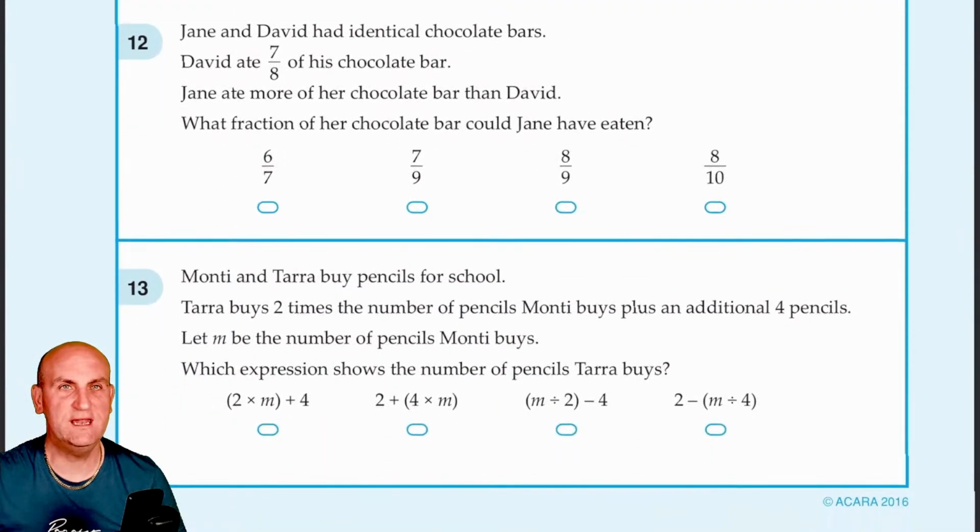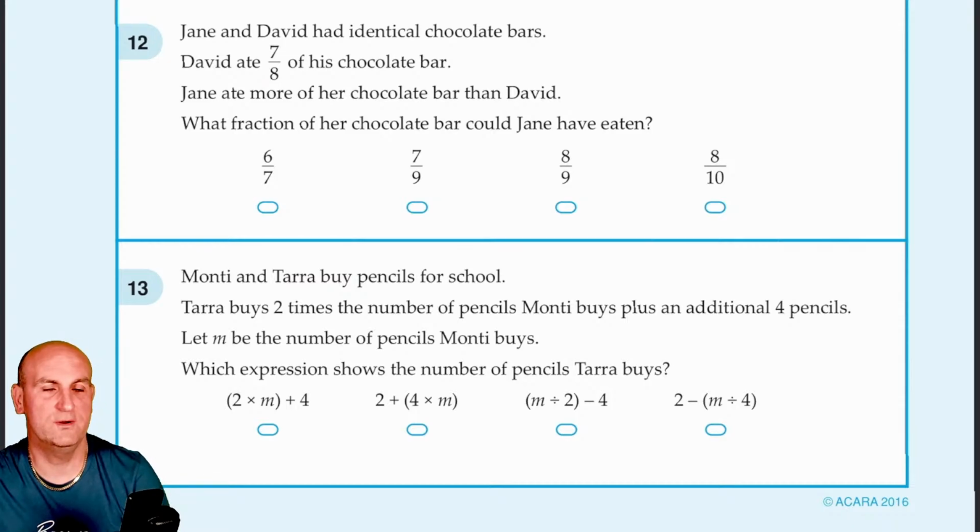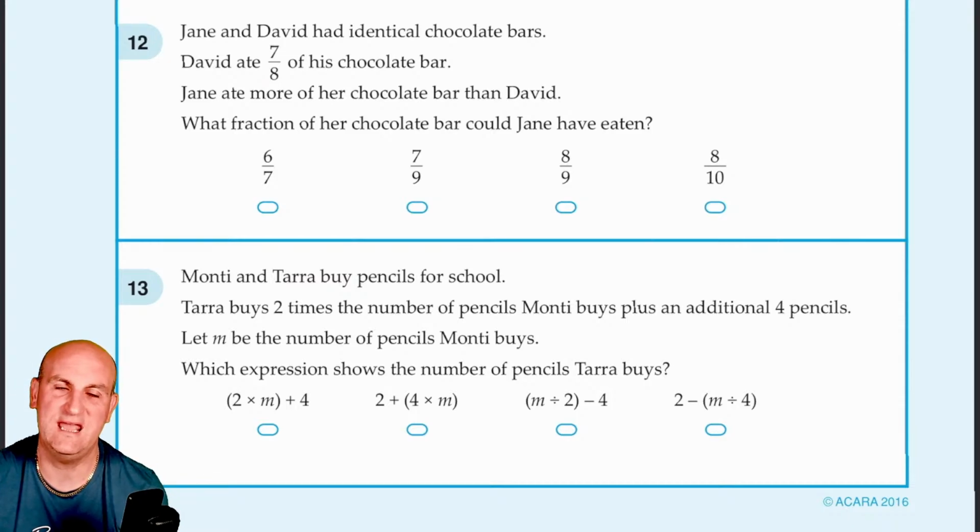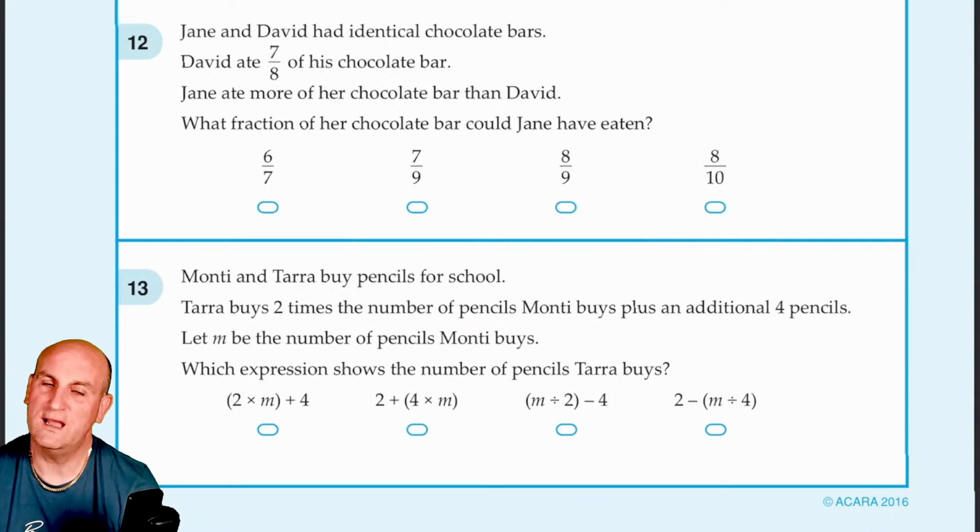Question 12. Jane and David had identical chocolate bars. David ate 7/10 of his chocolate bar. Jane ate more of her chocolate bar than David. What fraction of her chocolate bar could Jane have eaten? OMG. Right, well, we've got 7ths, 9ths, and 10ths. How are we going to do this one?